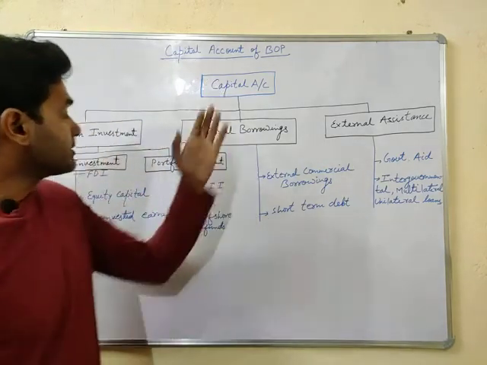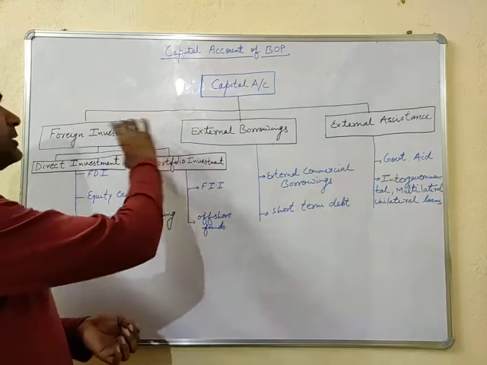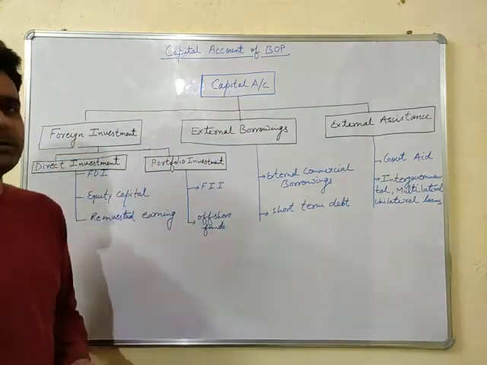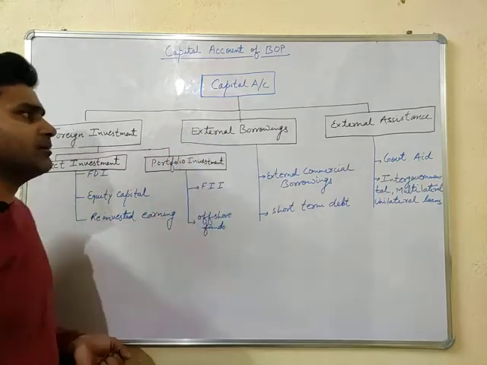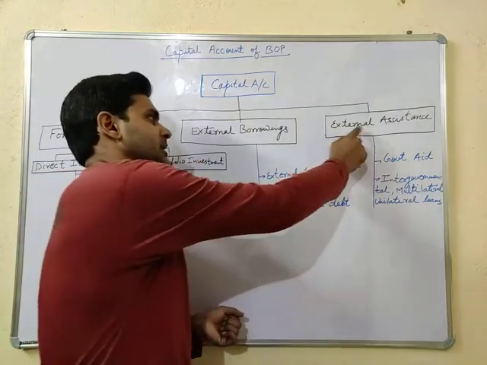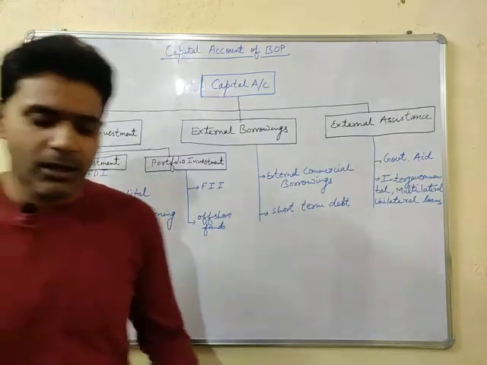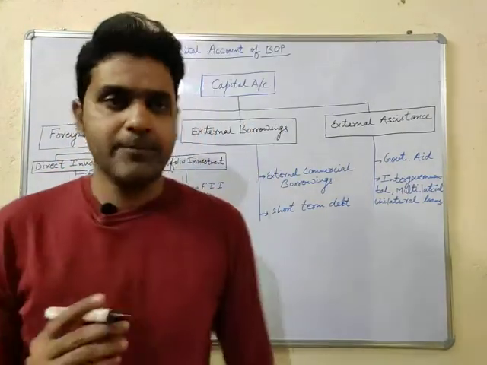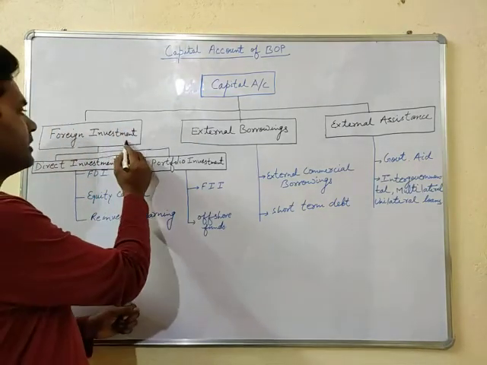Under the capital account there are three main components. The first one is foreign investment, the second one is external borrowings, and the third one is external assistance. Now we will be dealing with these one by one. First I will take the foreign investment.